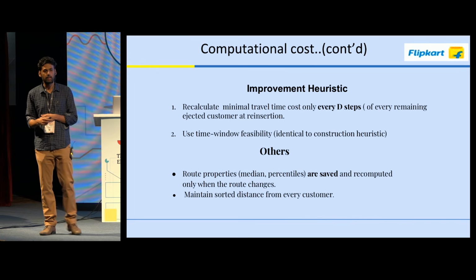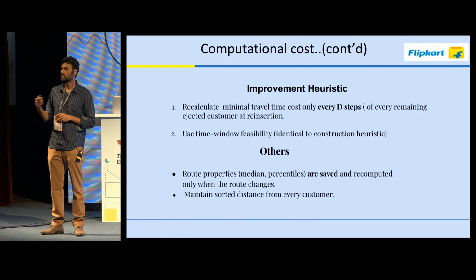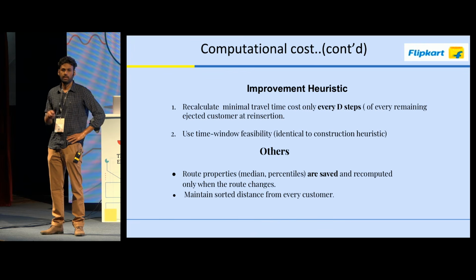If you recall, the compactness and the outliers depended upon the definition, the median and the median absolute deviation, which are properties of the route. Now, when you're trying to insert an unrouted customer, you need to compute this each time. So instead, you save them, and only when the route changes, you change them.